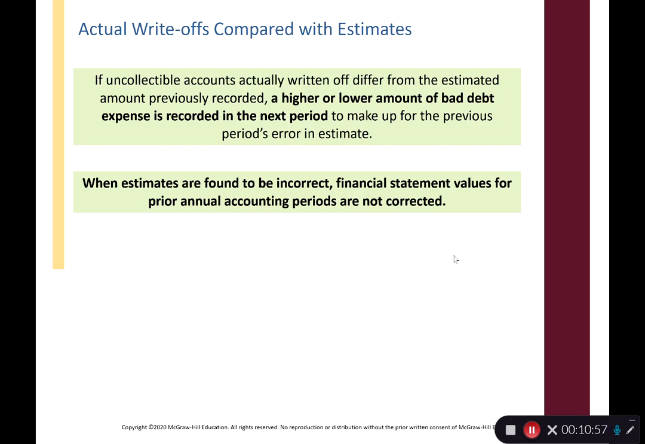As we move forward and we see, ooh, we underestimated bad debts, we got more deadbeats than we thought, we'll increase our uncollectible percentages in future periods. If instead we figure, oh, look, we actually have fewer deadbeats than we anticipated, then we can lower our uncollectible percentage in future periods. So the financial values from the prior annual accounting periods are not changed. We just change those estimates on a prospective basis, which is a fancy way of saying moving forward. We don't go back.